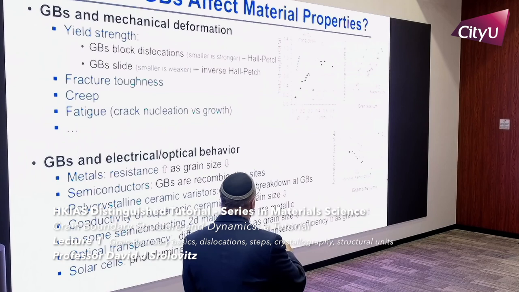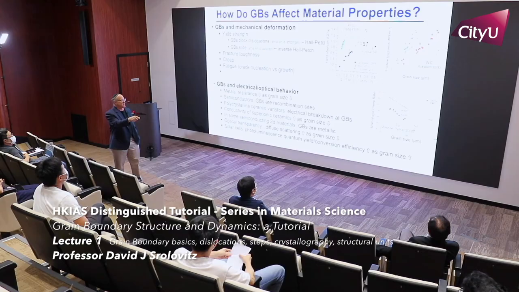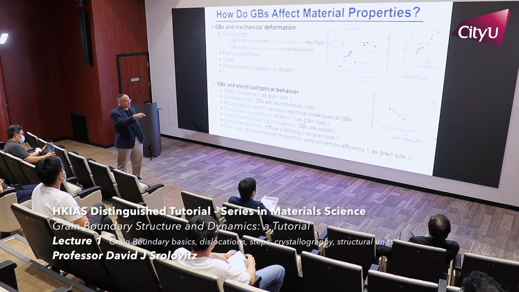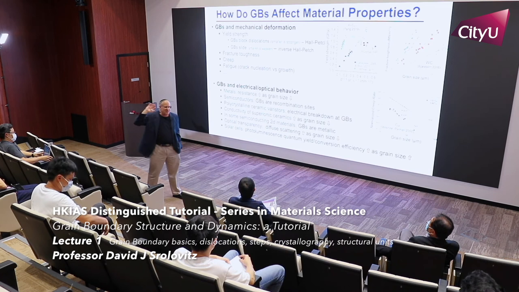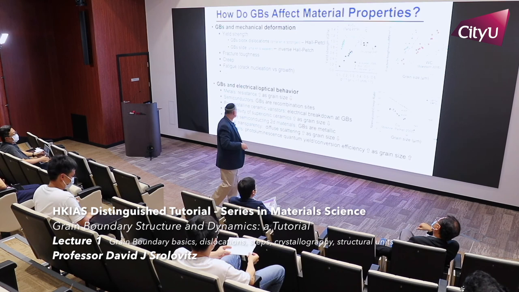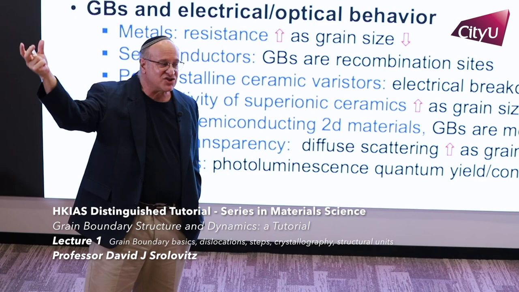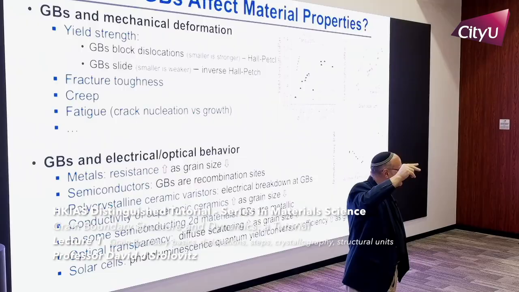If I look at fracture toughness versus grain size in different kinds of materials, this is now a ceramic material. You can see the fracture toughness goes up with increasing grain size. We can look at creep, and creep rates go down with increasing grain size, at least at very high temperatures. And every other mechanical property you can think of depends on grain size. Fatigue strength, pretty much anything you can think of depends on grain size. So the manipulation of grain size and of grain boundaries themselves is one of the knobs we use to control the properties of materials.